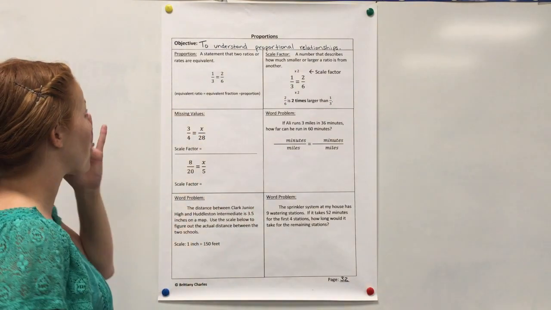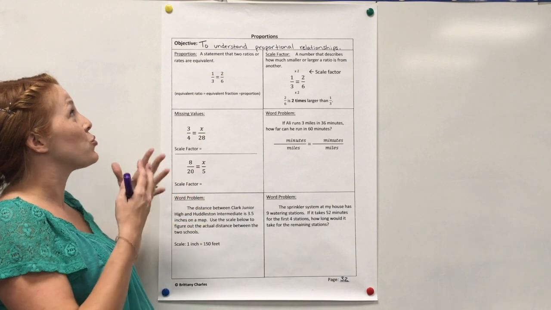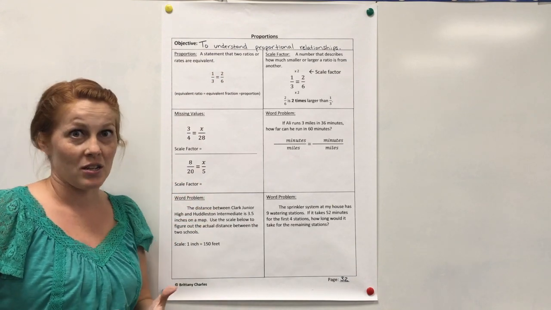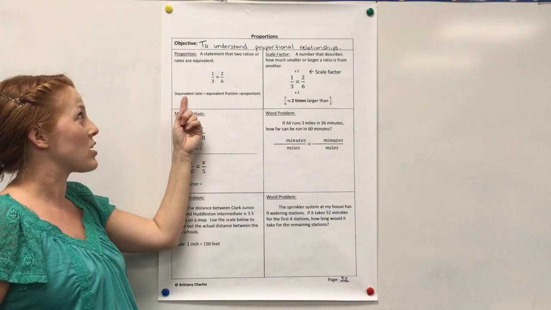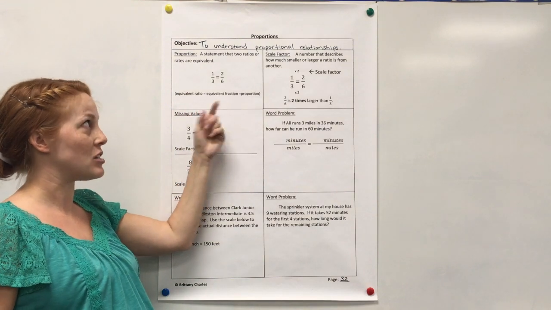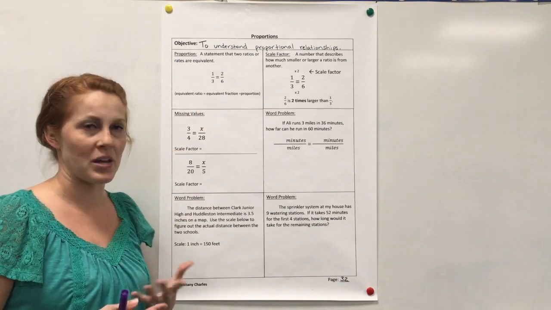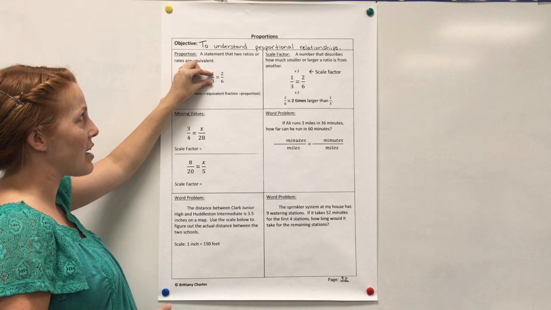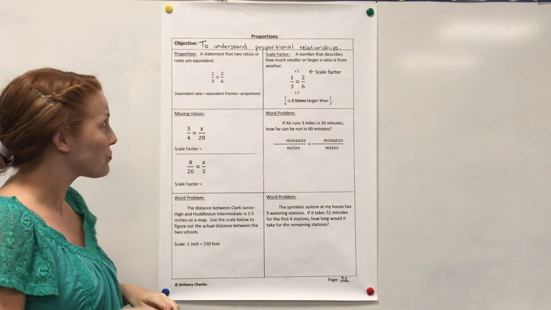So first of all, what is a proportion? It's a statement that two ratios or rates are equivalent. You can think of it like equivalent ratios, equivalent fractions, proportion. It all means about the same thing. It just means that this side is equal to this side.